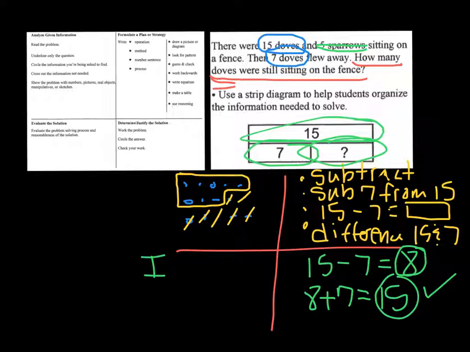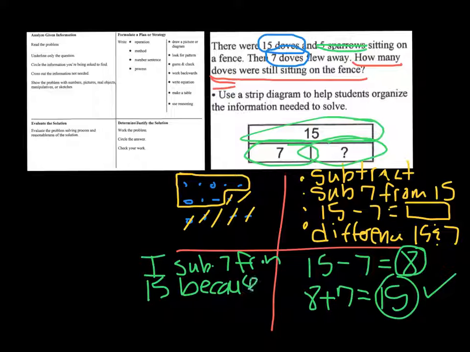And so then on our explain, I'm going to go back and I'm going to say, okay, I decided to subtract 7 from 15 because, and then they would write their explanation. Try to get them to write in a full sentence always when they're talking about math.